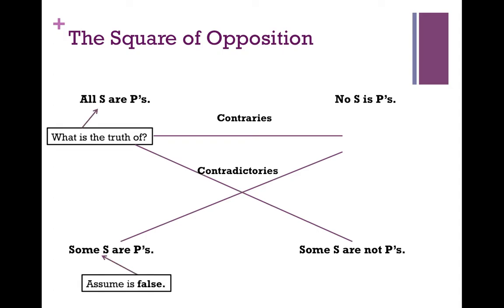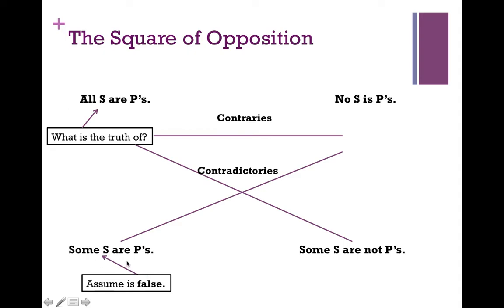And let's do one more. If we assume that the statement here at the bottom is false, now we're asking, if this is false, what is the truth of this? If this is false, then what is the truth of this? And here's where our contradictories really become important. I'll put this back up here.